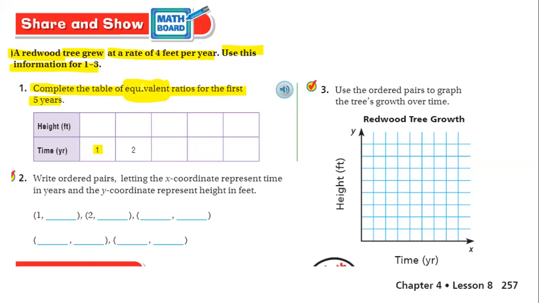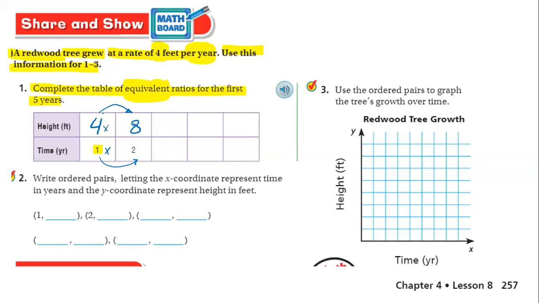So here, what is the unit rate he said? 4 per what? Per year. So what should I write for the height? 4, that's right. If you want to write another equivalent ratio, what should you do? Multiply by 2. That's right. 1 multiplied by 2 equals 2, and 4 multiplied by 2 equals 8.